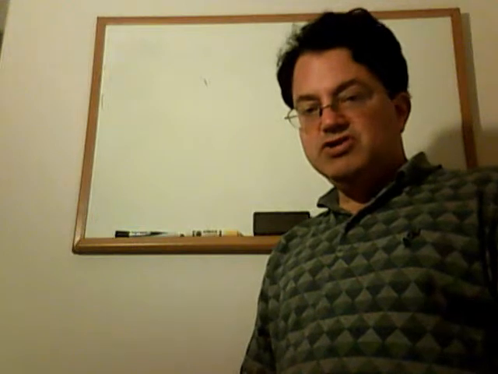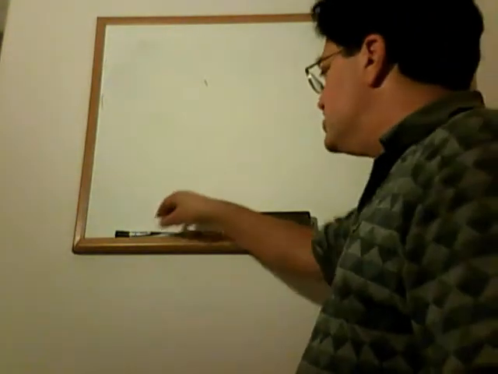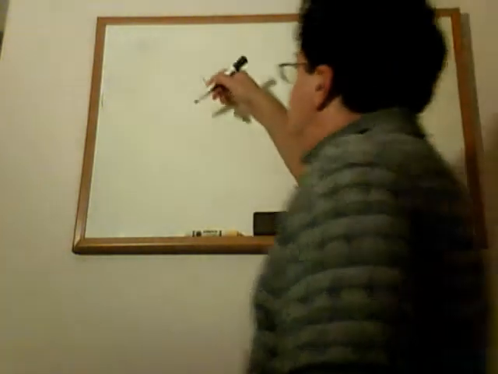Hi, my name is David, and I'm going to talk about separable differential equations. These are the simplest types of ordinary differential equation, and the general form of a separable differential equation is dy/dx equals f of x over g of y.